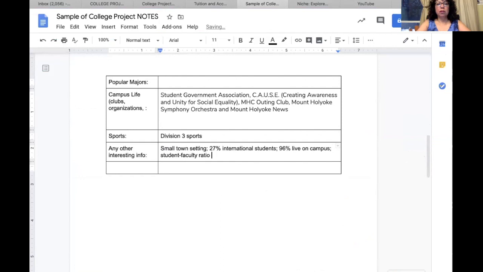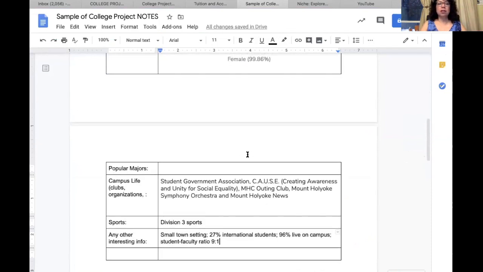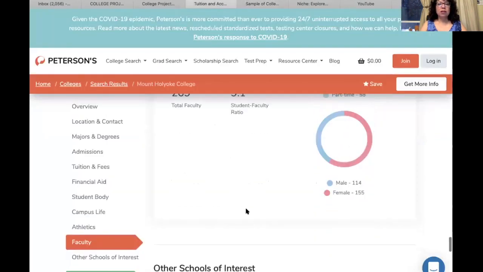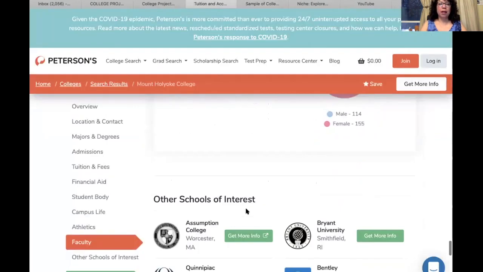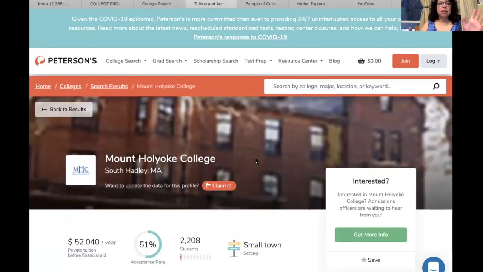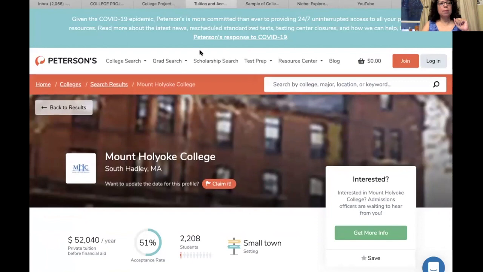Student-faculty ratio. Oh my goodness, it's 9 to 1. For every 9 students, there's 1 professor. That's amazing. You'll see when you look at your universities, that's amazing. That means your classes are going to be very, very small. Okay, and then that brings us to the end. So that's all the information we got from Peterson's.